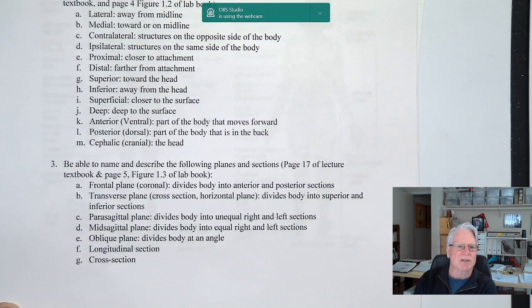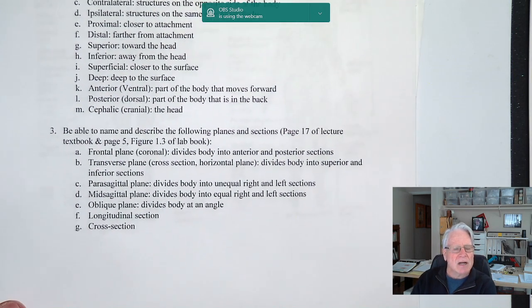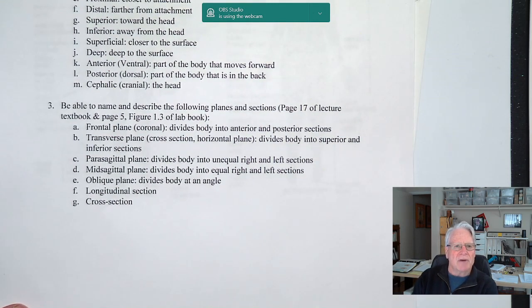And we've already mentioned the cephalic, or the head. Okay. All right, let's go on and talk about planes and sections. Okay. So planes and sections.